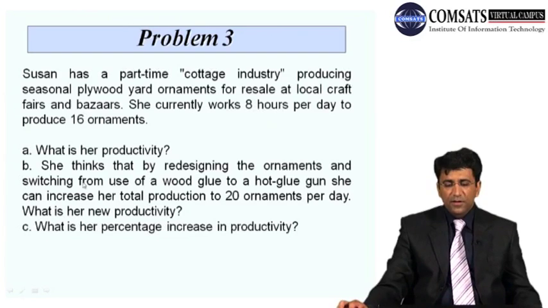That's so simple. Now she thinks that by redesigning the ornaments and switching from the use of wood glue to a hot glue gun, she can increase her total production to 20 ornaments per day. What is her new productivity? Now students, again this is a verbal question. The new output is 20. So we will divide 20 by the same labor hours, that is 8 hours. So 20 by 8, this will give you the new productivity.